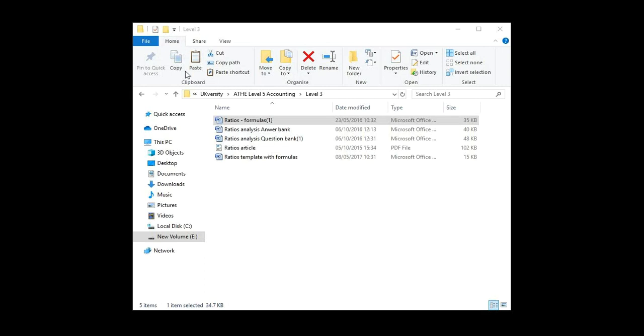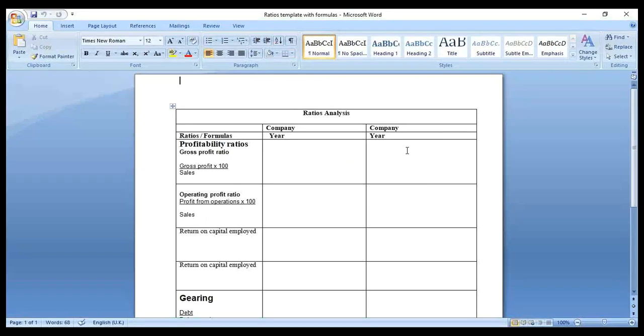So what I did, I prepared a template for you as well. Please, when you use the ratios, you can compare by company or year by year. So you can look at the same company over two years, or you can compare one year with another company, and you can calculate the ratios, which we'll go through in a few minutes.